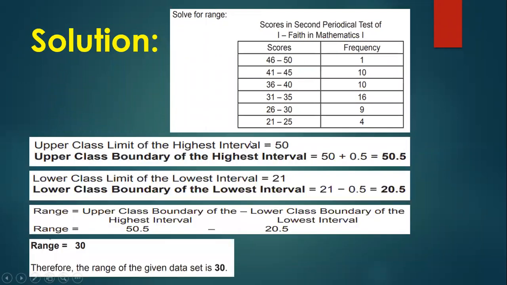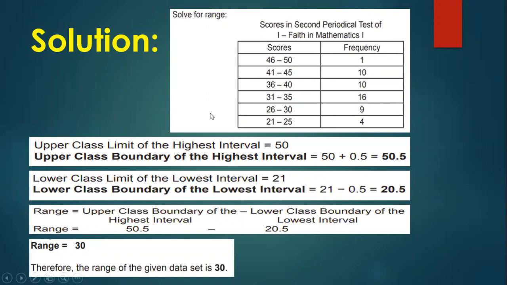The upper class limit of the highest interval is 50. To get the upper class boundary of the highest interval, you need to add 0.5, and it will become 50.5. The lower class limit of the lowest interval is 21. To get the lower class boundary of the lowest interval, you subtract 0.5, and it will become 20.5. Then to get the range, you subtract: 50.5 minus 20.5, you will get the answer 30 for your range.